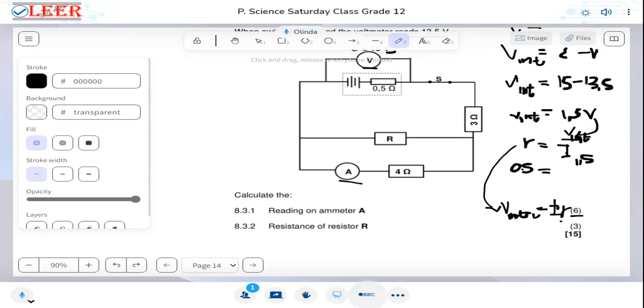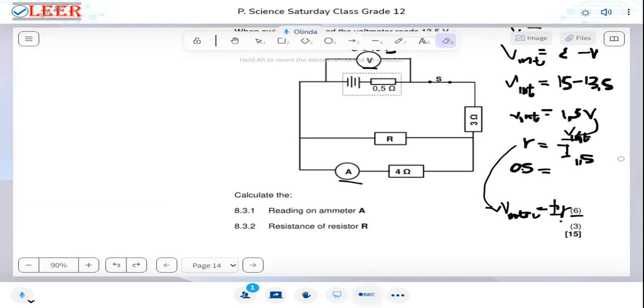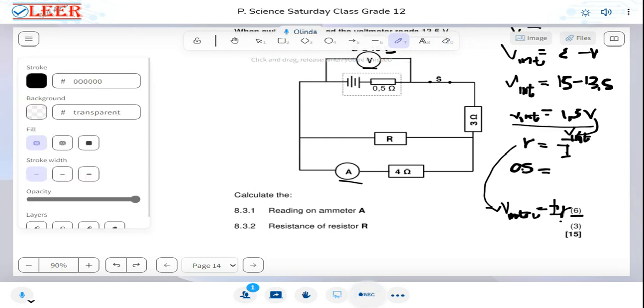Okay, over current. Then we just calculated. I hope I'm not confusing you guys. I hope it's making sense. Okay, we calculated V internal, 1.5 volts.